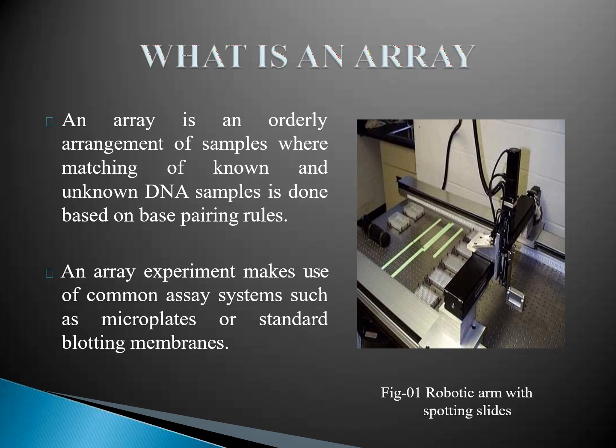In an array experiment, a common assay system is used, such as a microplate or a standard blotting membrane. So a DNA microarray can also be set up on a nitrocellulose membrane or a nylon membrane, or it can also be set up on the glass slide. In this picture, you can see a robotic arm with the spotting slide. This robotic arm simply works like an inkjet printer, where the oligonucleotide single-stranded DNA molecules are coated on the glass slide in a predefined manner.